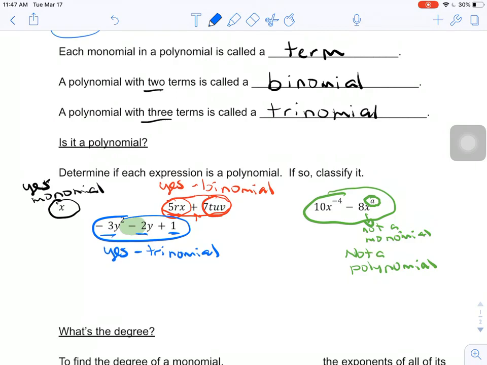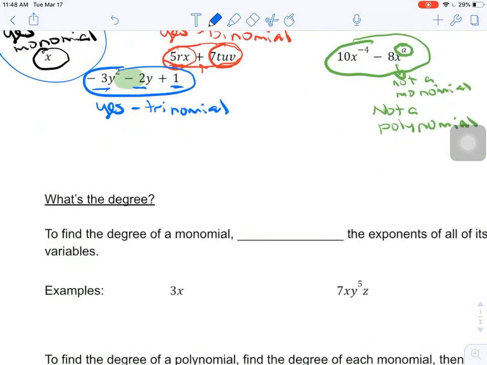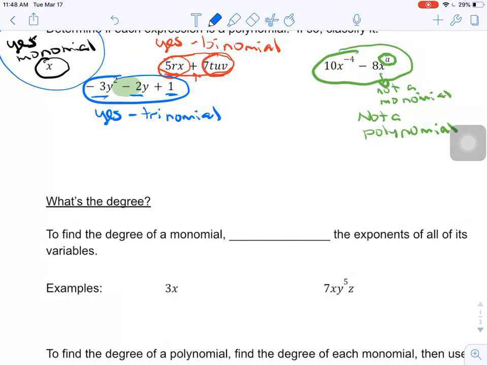Once we decide that something is a polynomial, so these guys that we said yes to, there's some information that we can use to talk about or to classify polynomials. One way that we can classify polynomials is using something called the degree of the polynomial. So we're actually going to start by talking about the degree of a monomial because monomials are polynomials too. So the way we find the degree of a monomial is we look at the exponents on all of the variables in the monomial and we add them together. And that number we get is called the degree of the monomial.